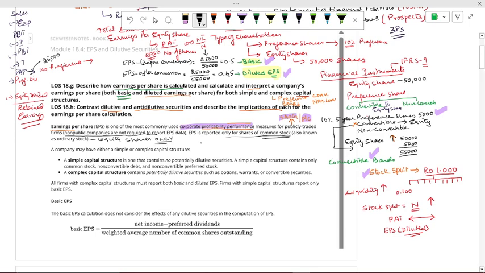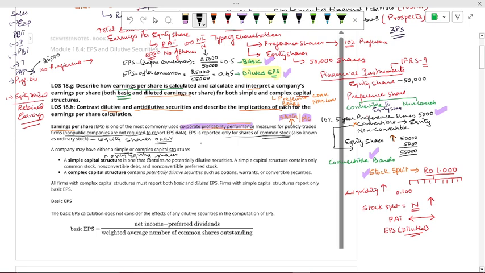A company may have a simple or complex structure. Don't get worried or panic about what is complex structure. Nothing is there. A simple structure means no potentially dilutive securities; you have only equity shares, okay? You have only equity shares. There are no attachments. Only equity shares will be there, no attachments.